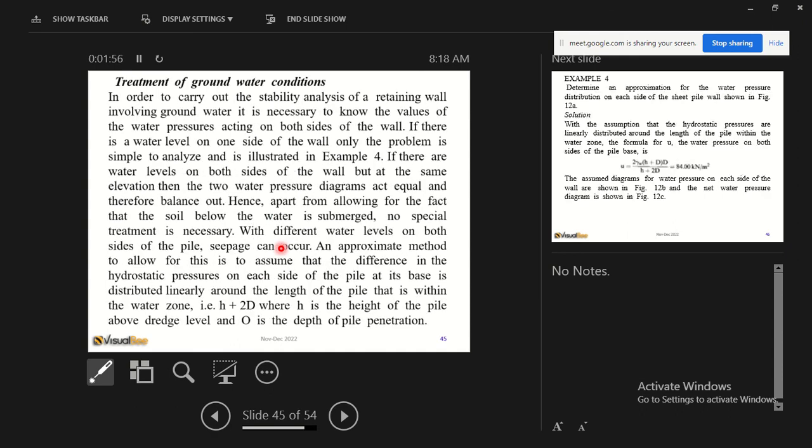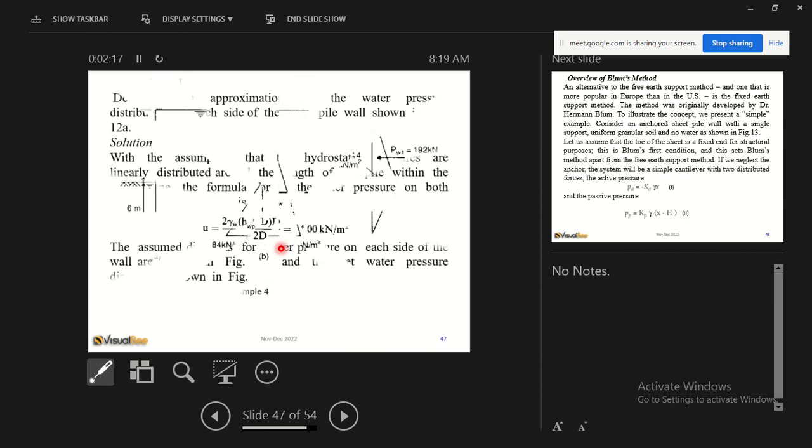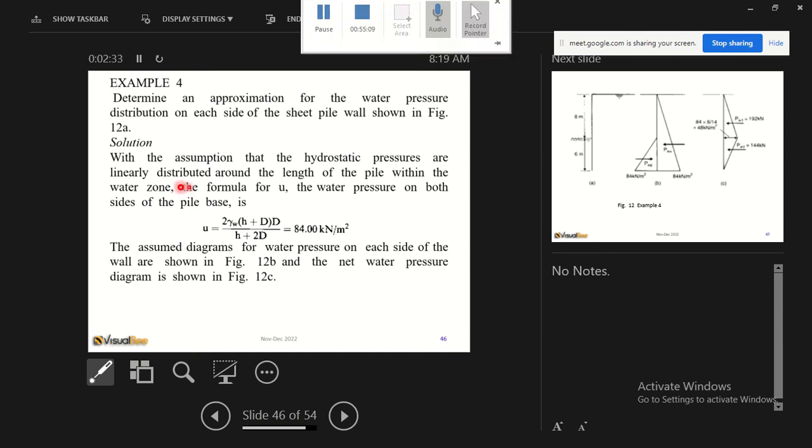So example, determine an approximation for the water pressure distribution on each side of the sheet pile wall shown in figure 12a. So with the assumption that the hydrostatic pressure are linearly distributed around the length of the pile within the water zone, the formula for pore water pressure on both sides is shown.